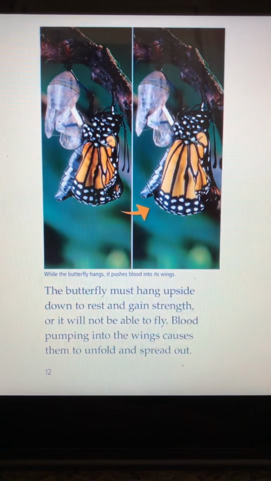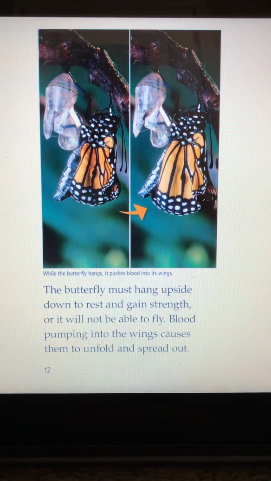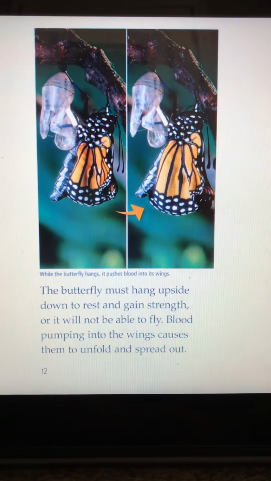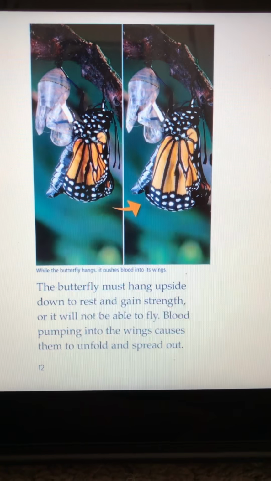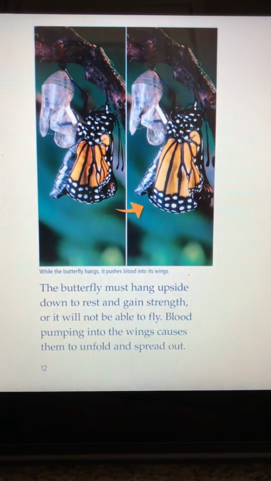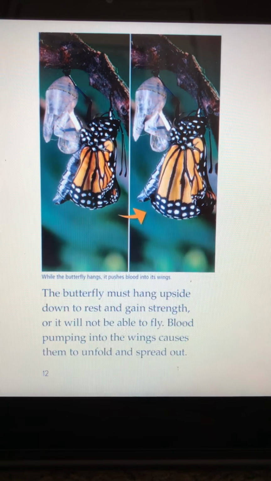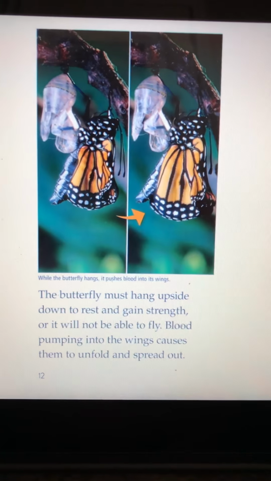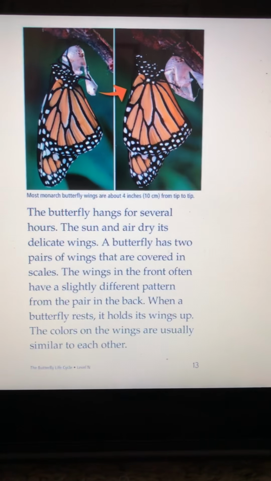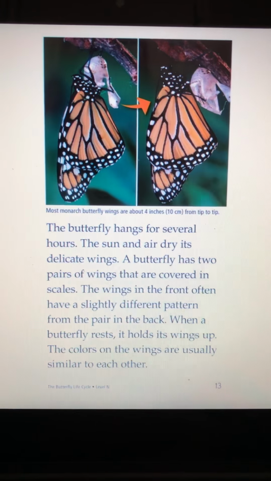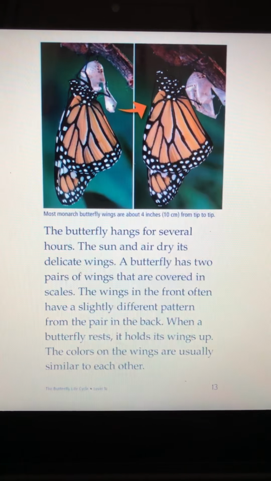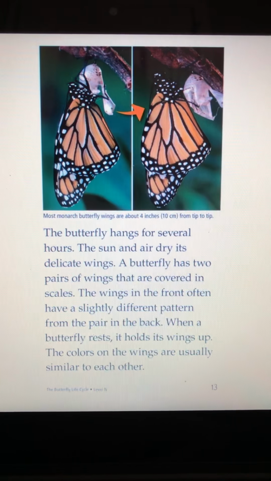The butterfly must hang upside down to rest and gain strength, or it will not be able to fly. Blood pumping into the wings causes them to unfold and spread out. While the butterfly hangs, it pushes blood into its wings. The butterfly hangs for several hours. The sun and air dry its delicate wings.